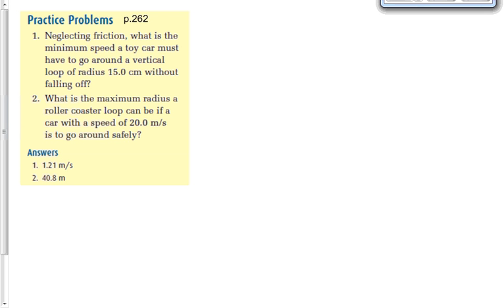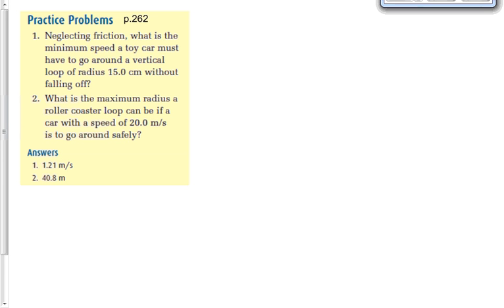Let's take a look at number 2 here. Number 2 is a little bit different. We're asked for a maximum radius that the loop can be if the car with a speed of 20 meters per second is going to go around it safely. Maximum radius kind of corresponds to a minimum speed, right? Because if I have a certain radius of a loop and I spin the roller coaster around at a certain speed, and I go below that speed, then it's going to fall out.